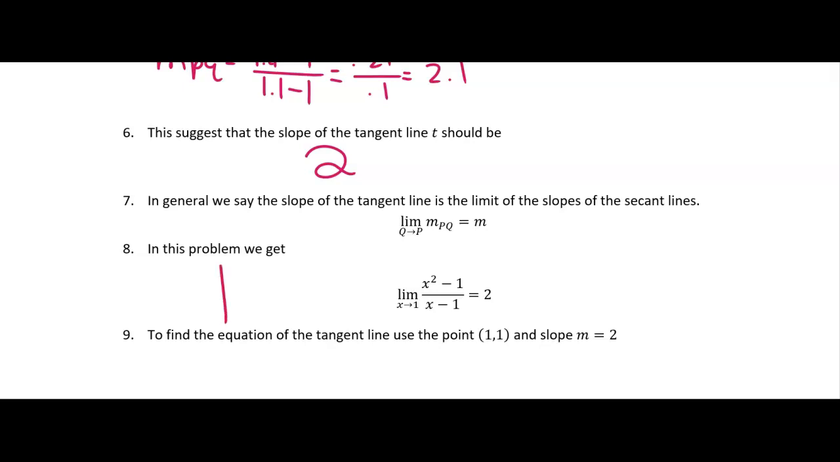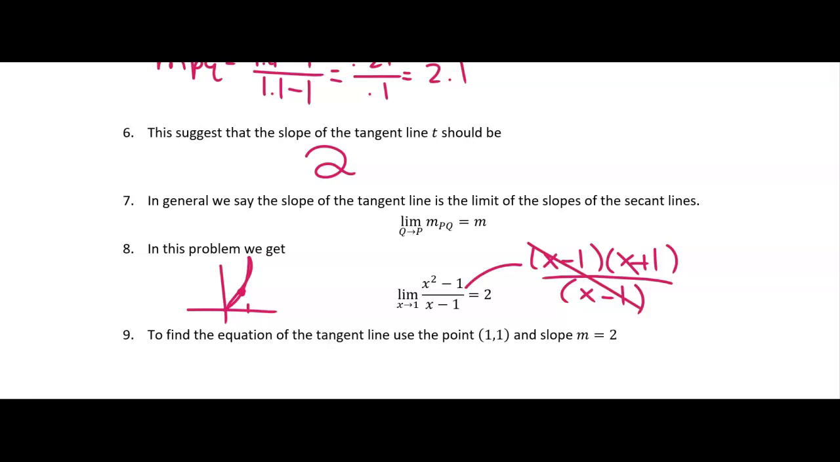Again, go back to the drawing. The point we're getting close to from the left and the right is (1, 1) on the curve x squared. So you have x squared minus 1 over x minus 1. There's some algebra in there where you had x minus 1 times x plus 1, all over x minus 1. Take away the common factor, and you get x plus 1. So the limit as x approaches 1 of x plus 1 is 2.